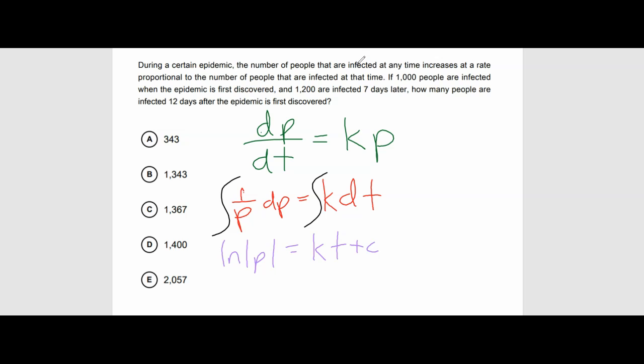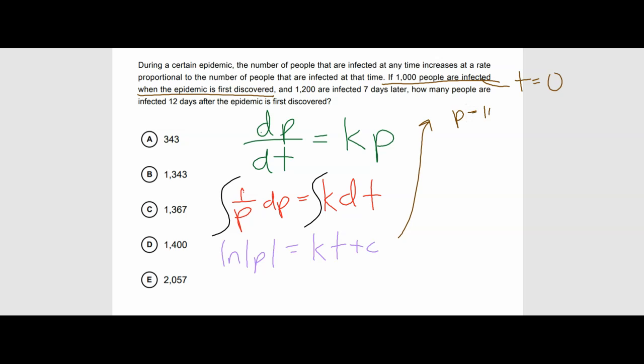Now, again, here we have two unknowns, a C and a K, to solve for. If I was just given one initial condition, that wouldn't be enough, so I'm given two because I have two unknowns. I'm going to use the first one. It says 1,000 people are infected when the epidemic is first discovered. Well, when it's first discovered, T is equal to 0. So T is equal to 0 here. So come up here.